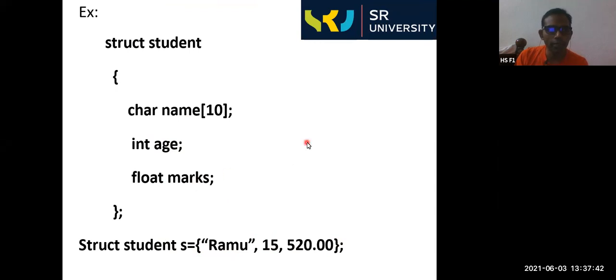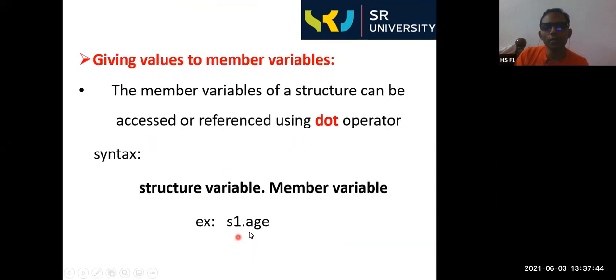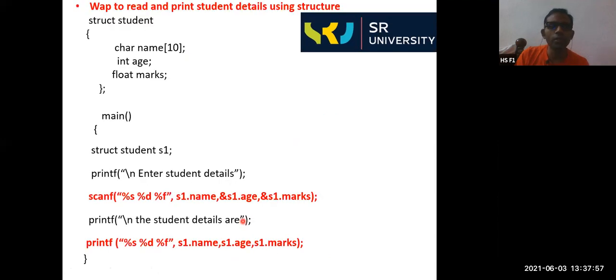So coming to the next slide, giving values to members, we can access the elements of a structure using the dot operator. Then this is one example where we are going to accept s1.name, s1.age, s1.marks. Similarly, we can print the values s1.name, s1.age, s1.marks.